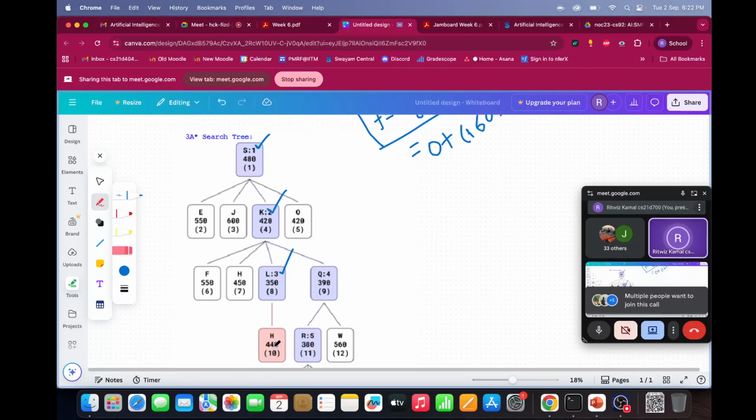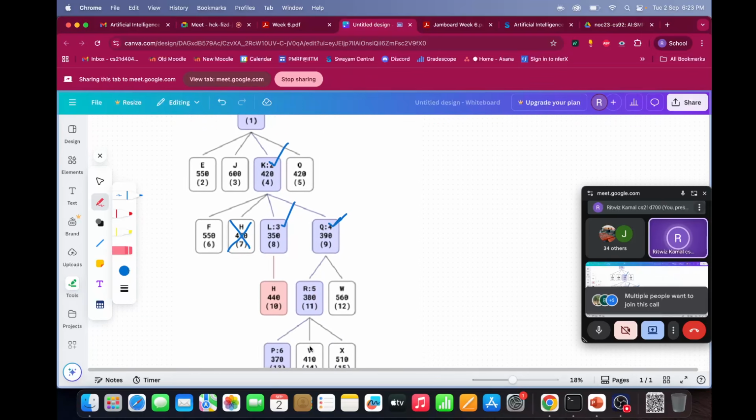Okay, now notice that there was one path from S to K to H with cost 450, right, and now we have found a path from S to K to L to H with cost 440. So this is where again preemptive pruning will appear, and this node will be closed off for any future considerations, right. And then the next node to be inspected would be the next least cost node, which would be Q with cost 390. So that will be expanded into R and W.